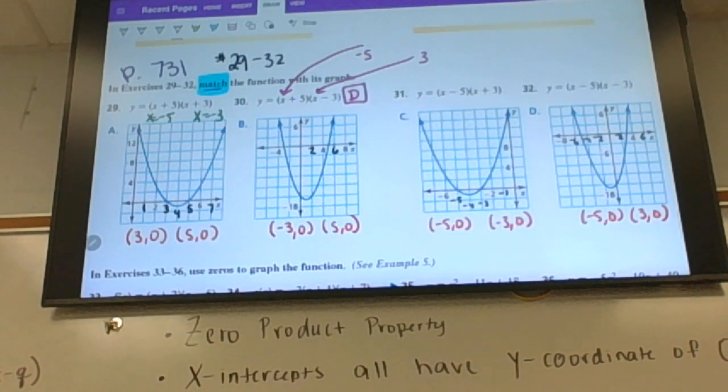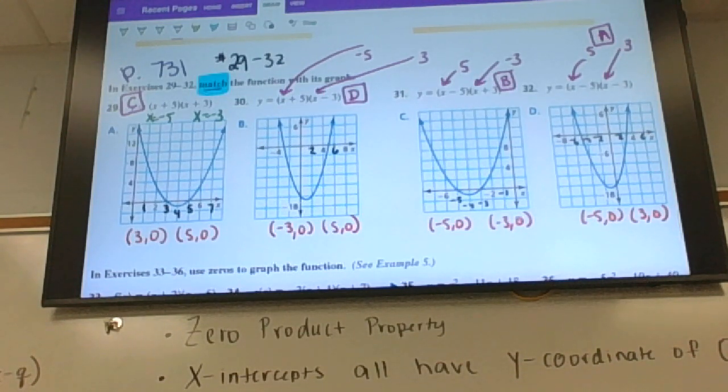And 29 matches to C. This one I would put a +5 in and a -3. So 31 is letter B. And this one would be a +5 and a +3. So lastly is letter A. For the zero product property word. Does everybody have enough time to finish it though?